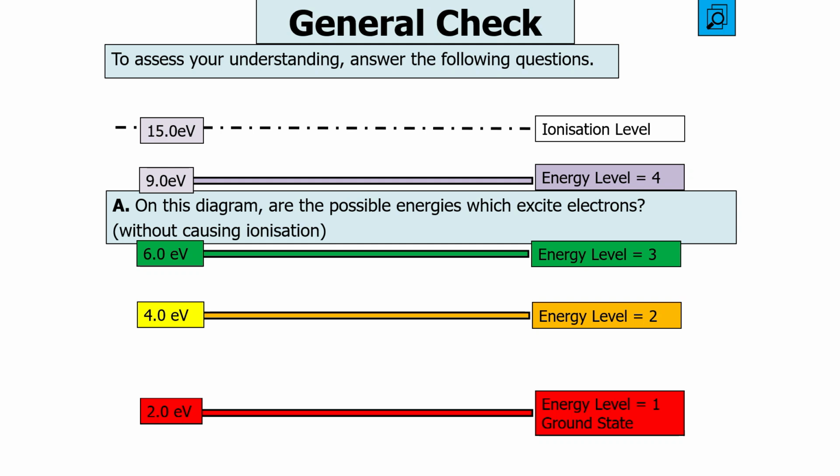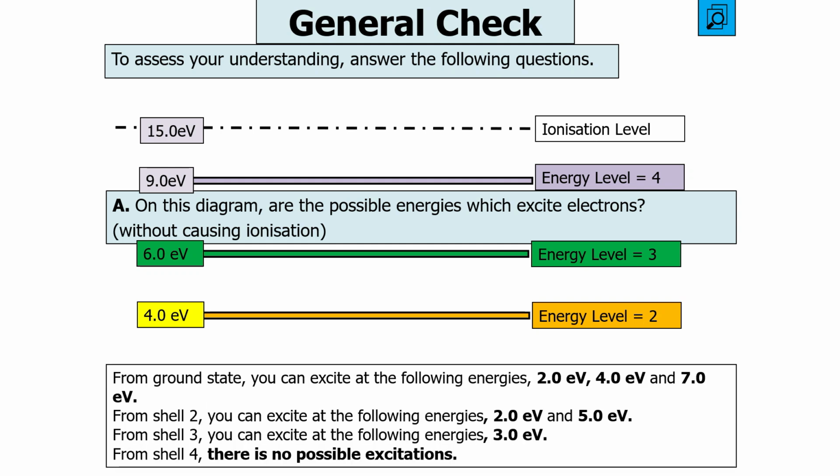On this diagram, what are the possible energies which excite electrons without causing ionization? Pause the video now, unpause the video when you want to go through your answer. From the ground state, you can excite the following energies: 2 eV, 4 eV, and 7 eV. From shell 2, you can excite the following energies: 2 eV and 5 eV. From shell 3, 3 eV. And from shell 4, there's no possible excitations that don't lead to ionization.